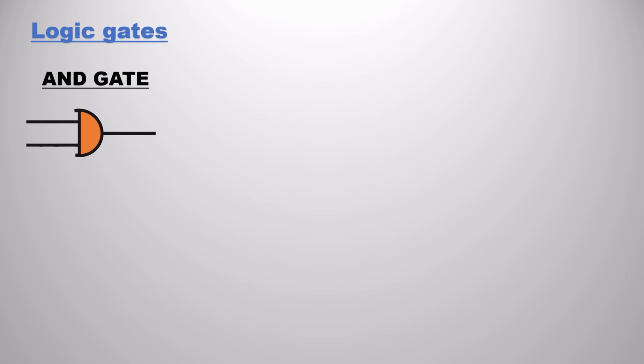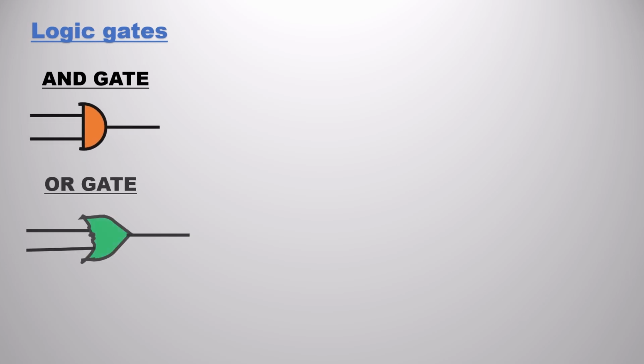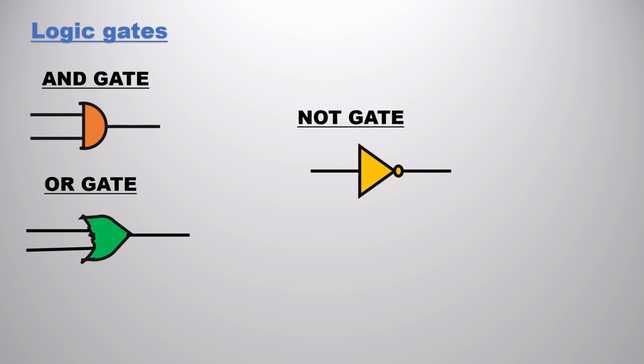This is the first one, that is AND gate. This is the next one, that is OR gate. You can observe the symbol as well. This is the next one, that is NOT gate, or we can simply say this is an inverter. So this has only one input and one output. So these are the normal gates.